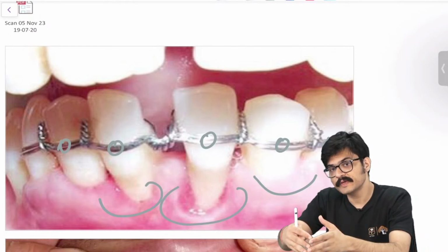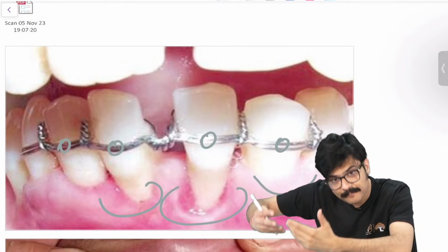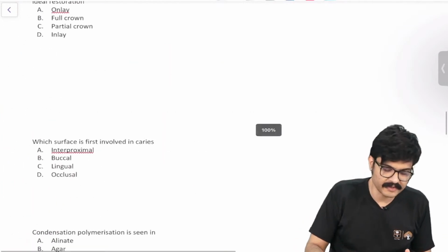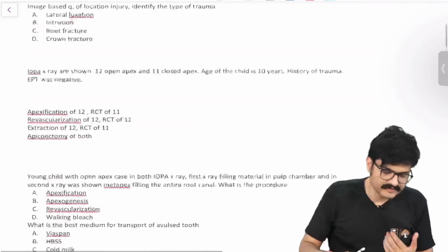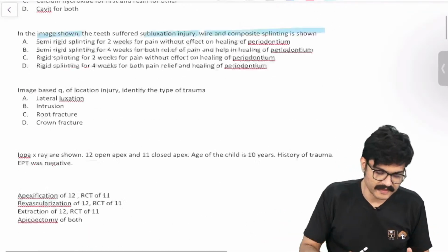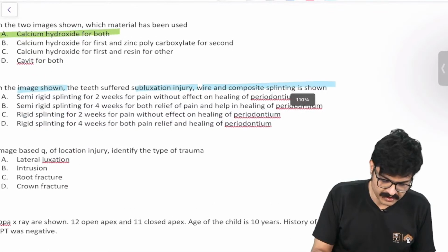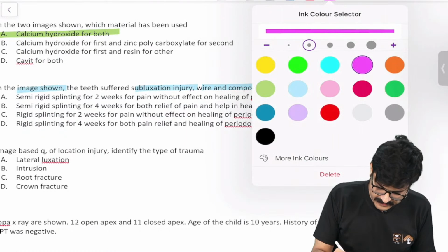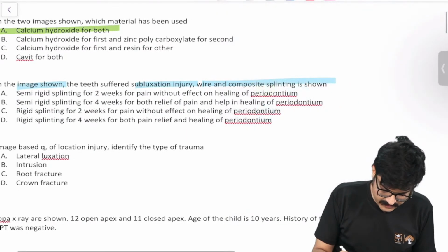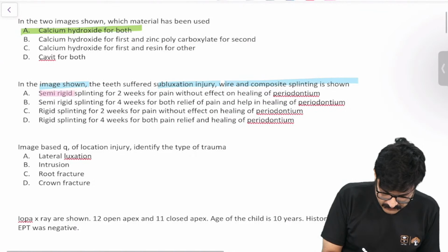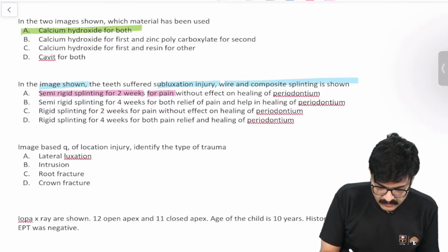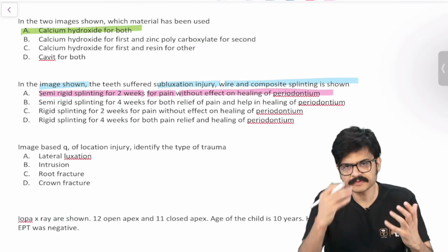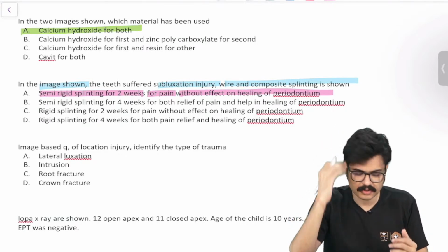Semi-rigid splinting for 2 weeks, which will relieve the pain as well as help in the healing of the periodontium. No, that is not the correct answer, right? Obviously, rigid splinting for 2 weeks, rigid splinting for 4 weeks, that is immaterial. They are not the correct options. So the correct answer here is, guys, this is a good question actually. The correct answer here is semi-rigid splinting for 2 weeks for pain relief without having any effect on the healing of the periodontium. The periodontium is going to heal. Even if you do not do splinting, the periodontium is going to heal.